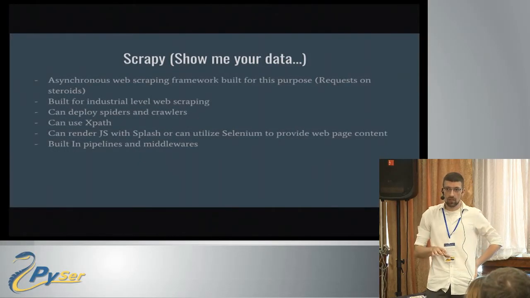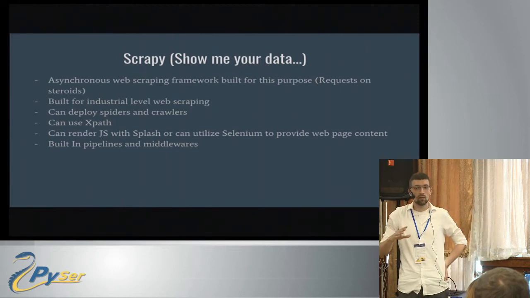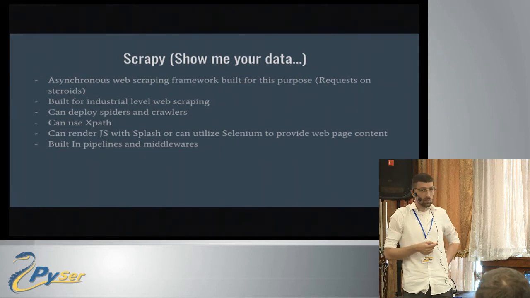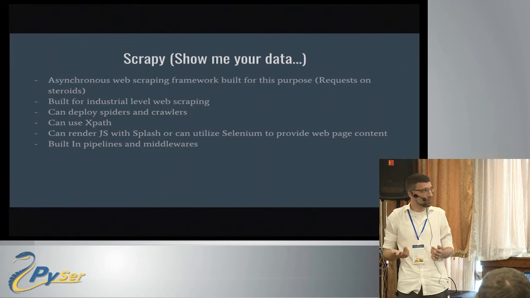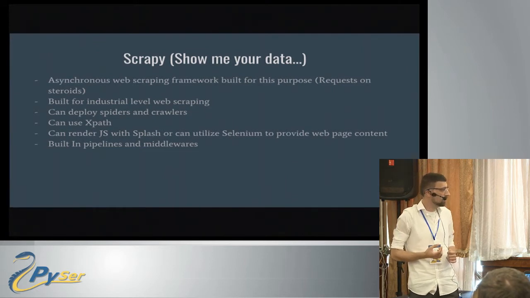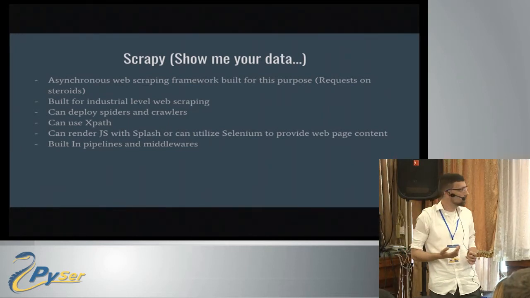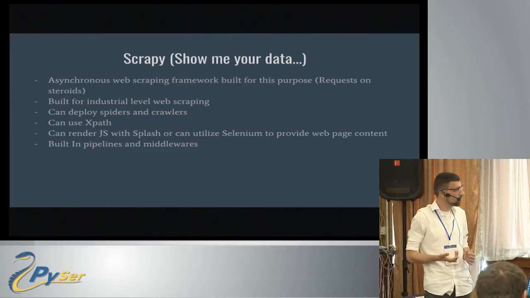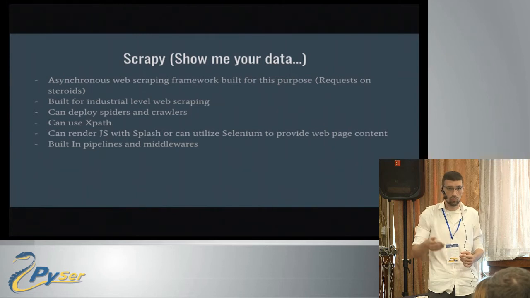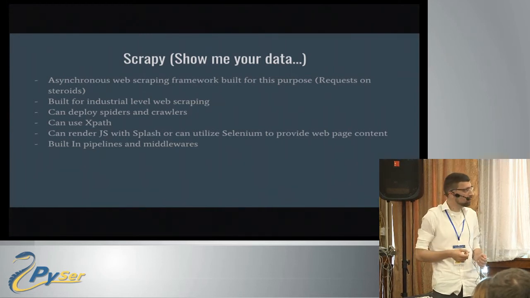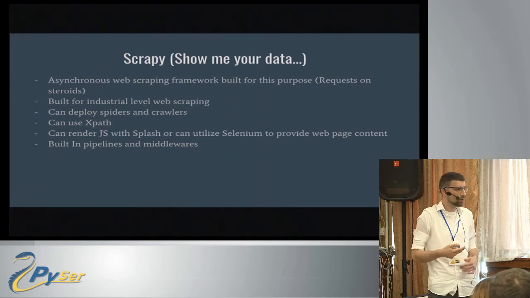If you want to scrape big web directories like LinkedIn or an AliExpress shop or something like that, essentially you will use Scrapy. Even though it handles requests like a request library, you can use XPath for this. And if you want to crawl websites that use JavaScript to populate the content of the page, you can do it with Splash, or you can use Selenium. And once you extract the link data from the website, you can simply provide Scrapy with that and it will start crawling. Also, another important thing is that this framework has built-in pipelines and middlewares.